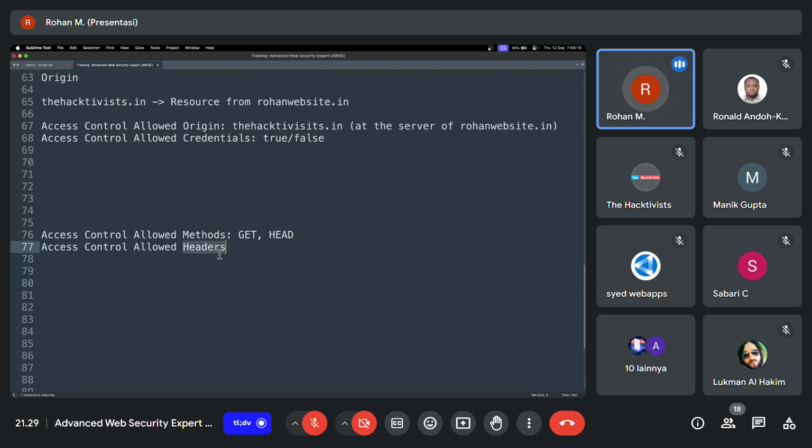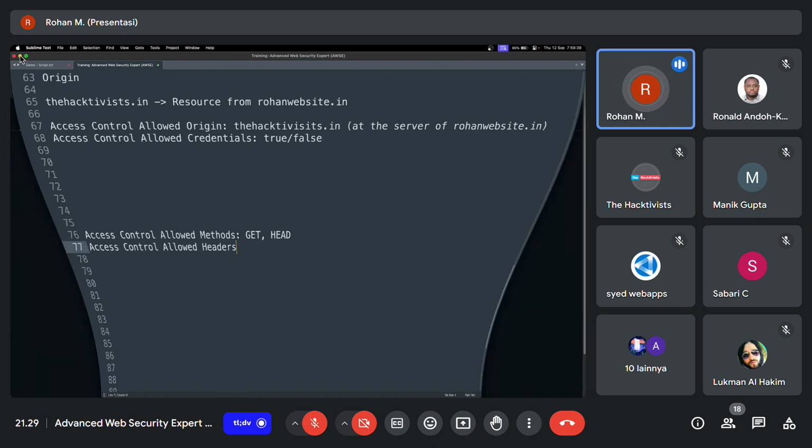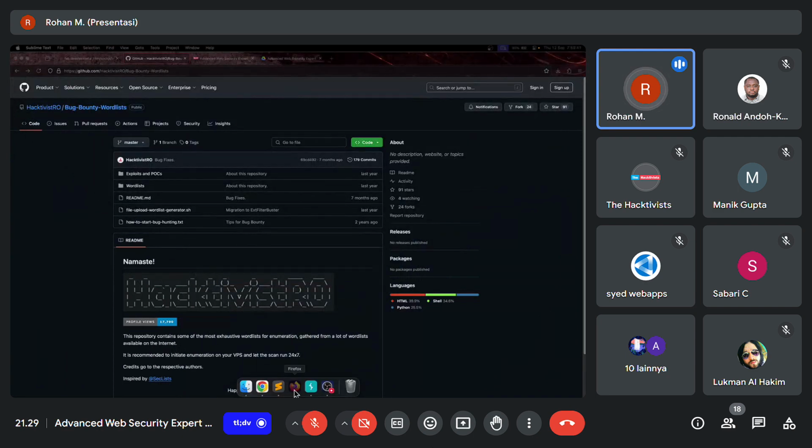And the next term here that we have is headers. Again, HTTP headers. What all HTTP headers are required in the request so that CORS can be performed will be mentioned here. Now, what you have to do when in any application, like you open Rohan website.in, and I ask you to test for CORS, the first thing that you should be doing is finding out all of those endpoints that are showing you any sensitive data.